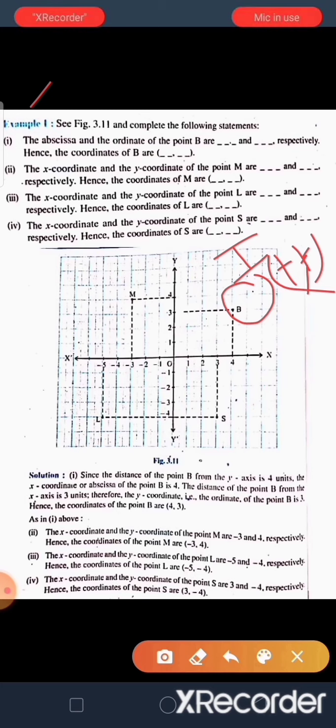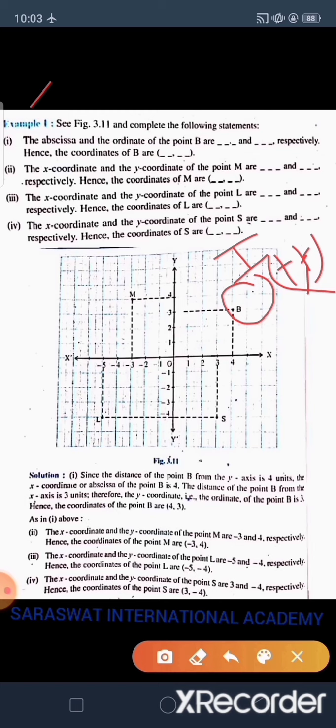Here we have fill in the blanks in our example. So first we read our question. The abscissa and the ordinate of point B are. First abscissa. So we travel from 0 in the x direction to find the value of the abscissa. Here, 0 to x direction, we get our point at 4.